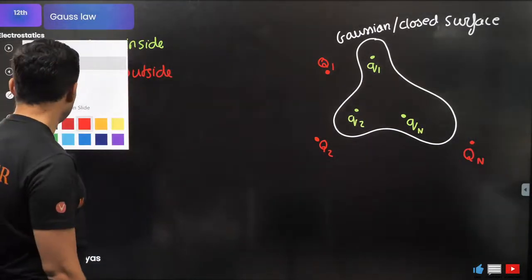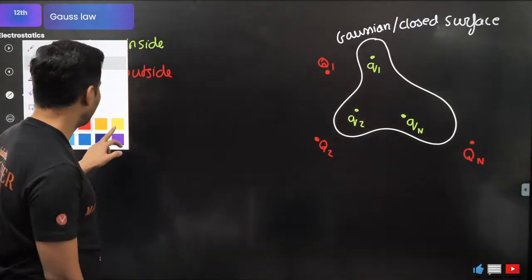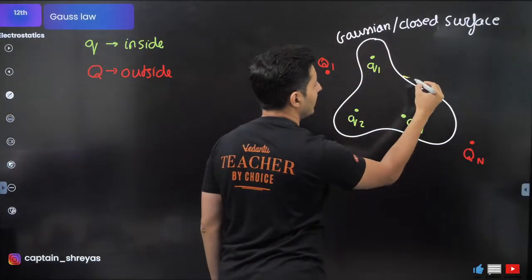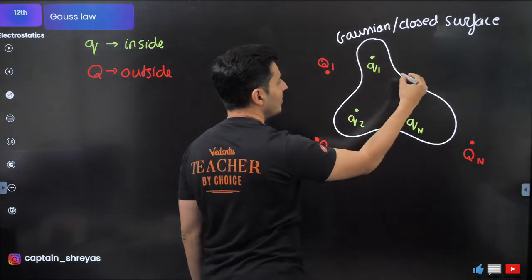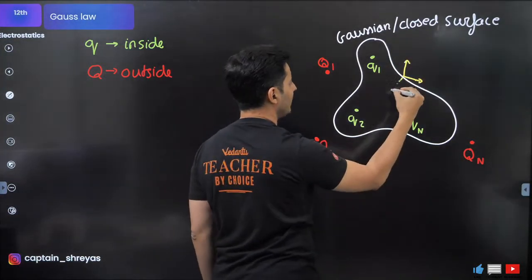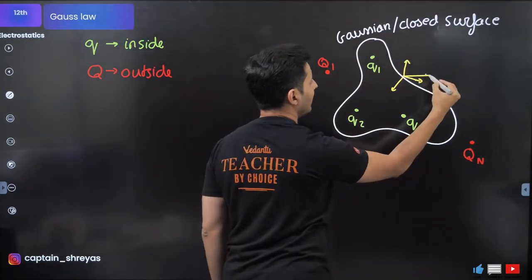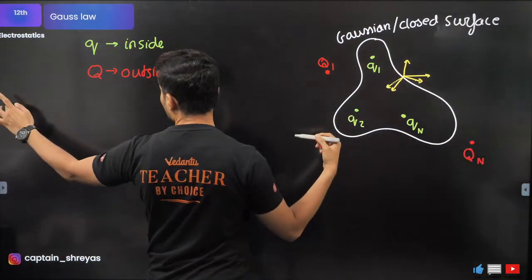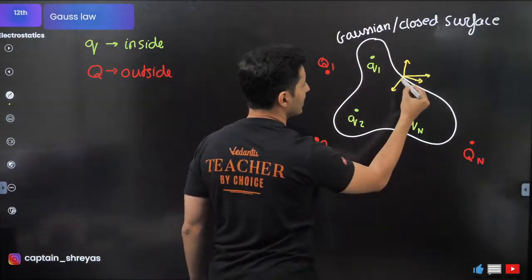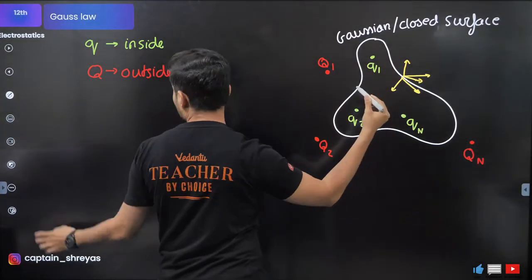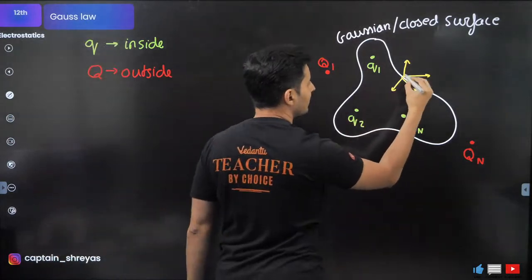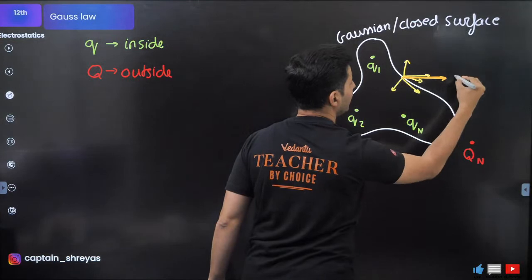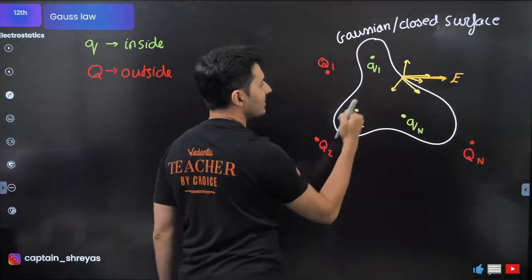And all these charges will give rise to some kind of an electric field. Obviously, like this Q at, let's say, this point might give some electric field like this. This Q might give some electric field like this, and so many charges are there. Even this charge might give some electric field like this. The resultant of all these fields, I'm just showing it. This is just the resultant at any point on the surface.